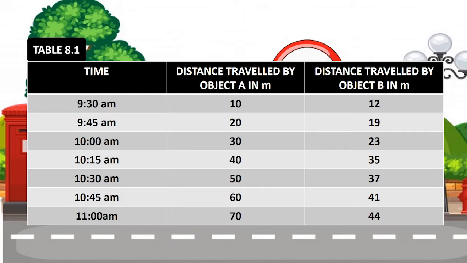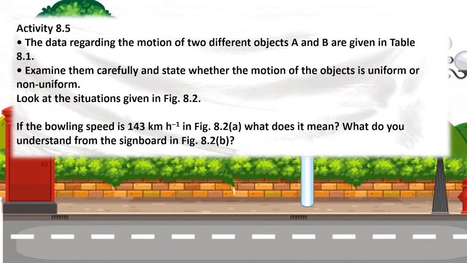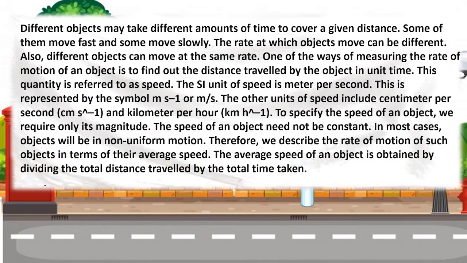The SI unit of speed is meter per second. This is represented by the symbol ms raised to minus 1 or meter per second. The other units of speed include centimeter per second and kilometer per hour. One needs to specify the magnitude of the object while determining the speed. The speed of an object does not necessarily have to be constant. Most of the objects will follow a non-uniform motion. Hence, the rate of motion of such objects can be explained in terms of their average speed.